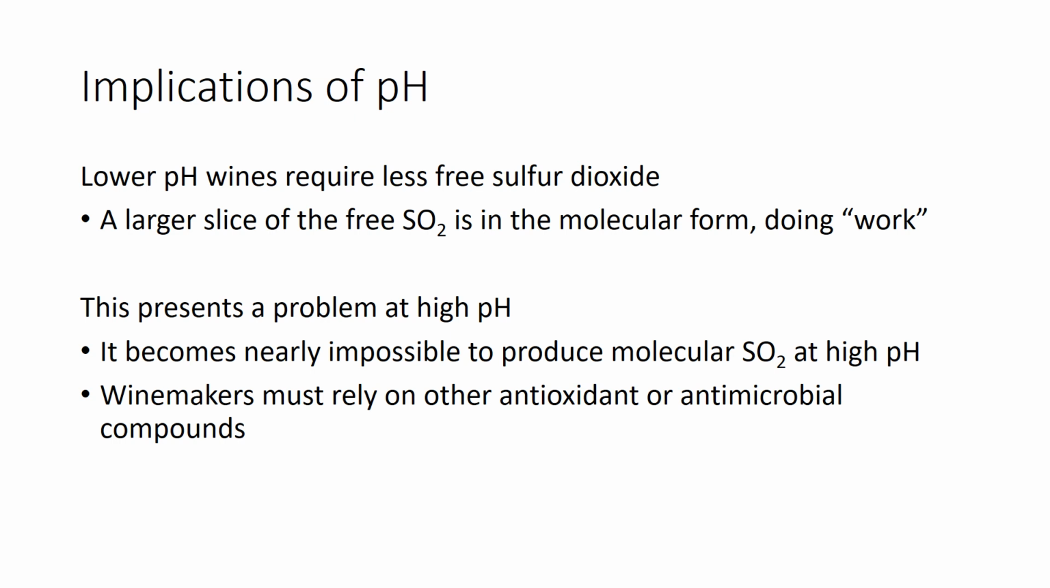One of the problems on the other side is at high pH. For wine, I would define high pH as pH higher than 3.7. And these kinds of levels of pH are increasingly common in New World or riper styles of wine. Once we get into that zone, it becomes nearly impossible to actually produce that molecular sulfur dioxide. So you still have free sulfur dioxide present, but it's not going into that tiny, really active slice that's doing the work. So winemakers have to rely on other antimicrobial or antioxidant compounds in their wine instead of sulfur dioxide.